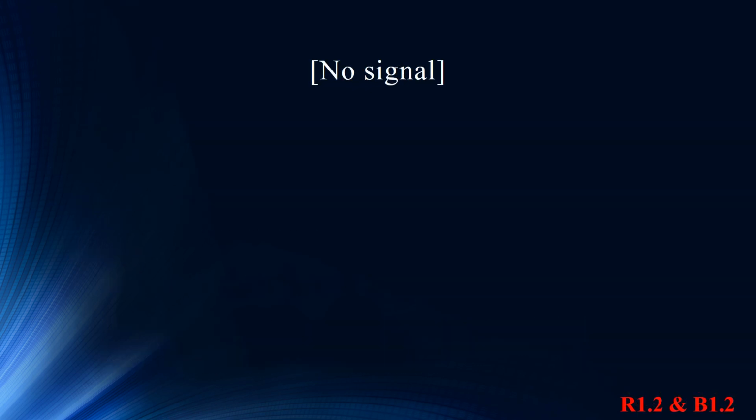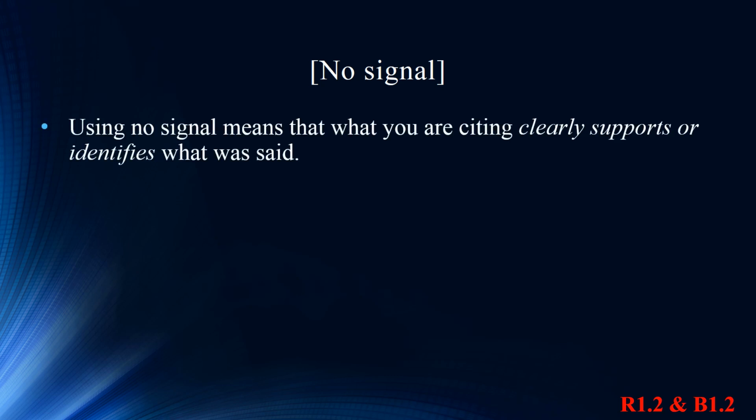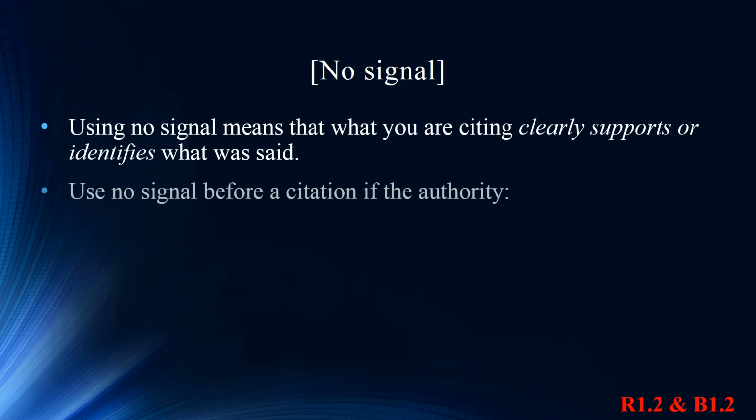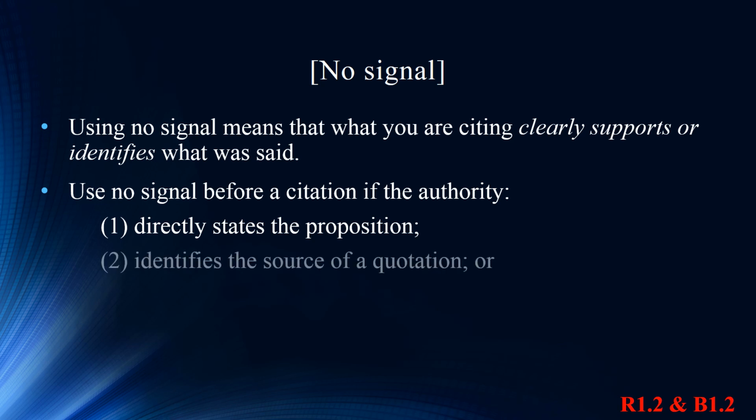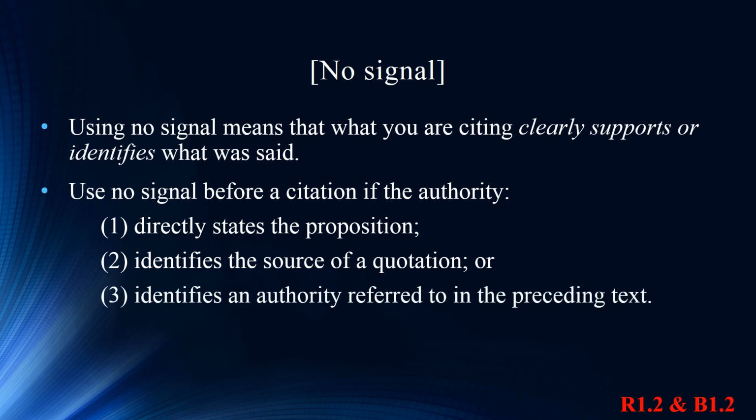To better understand signals, let's first examine what it means when there is no signal, which is what we've been doing all along. Using no signal means that what you are citing clearly supports or identifies what was said. There are three situations in which you would use no signal. If you are citing an authority 1, that directly supports the proposition of your writing, 2, that identifies the source of a quotation, or 3, that identifies an authority referred to in the text.